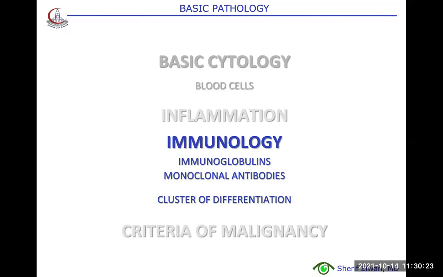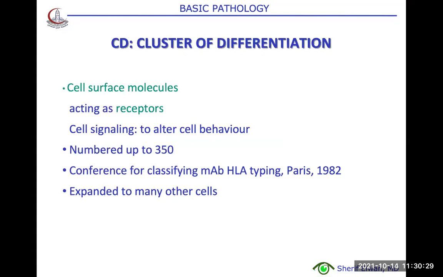We described immunoglobulins, we described monoclonal antibodies, and now we come to the cluster of differentiation. What is the cluster of differentiation, or CD? A CD for the cell is the ID for us. My ID number is unique for me, and the CD is the ID of the cell. It's a cell surface molecule acting as a receptor, and it functions in cell signaling to alter cell behavior. Many conferences have been held, and the CDs have been numbered up to 350 so far.